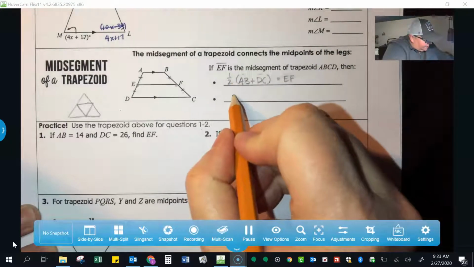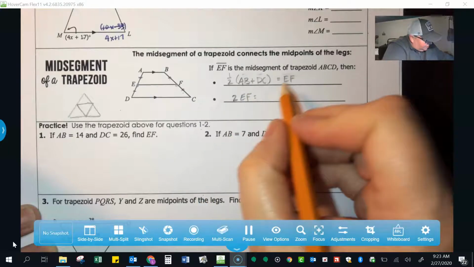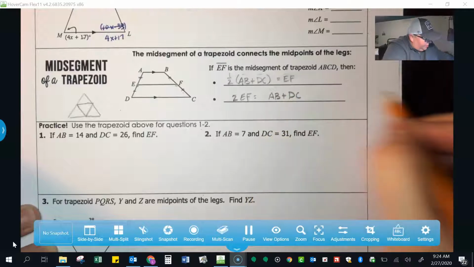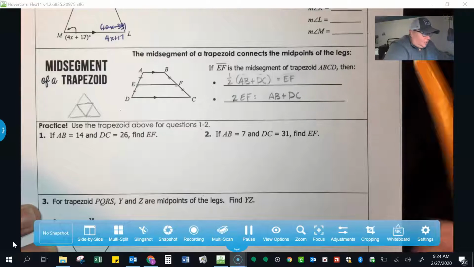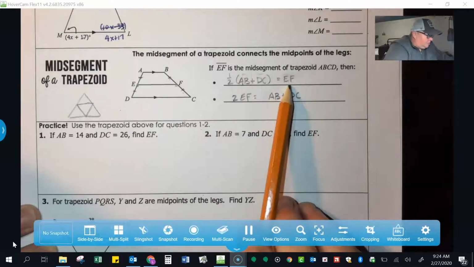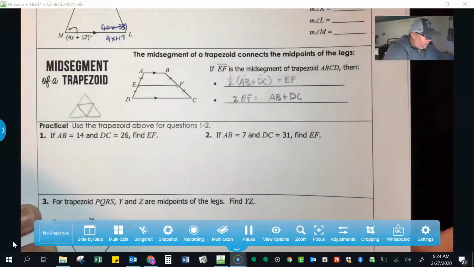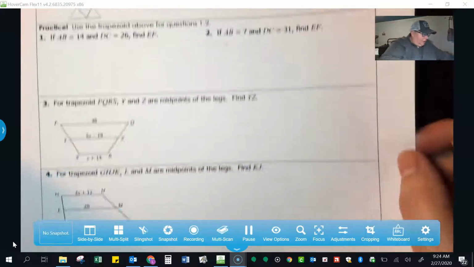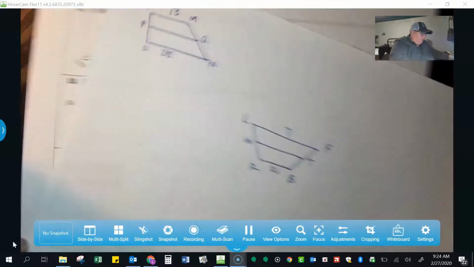If you know the length of the mid-segment, you can multiply that by 2. 2 times the mid-segment is equal to the sum of the bases, okay? So these two things are saying the same thing. We just multiplied both sides by 2 to move the 1/2 over here, okay? So I'm going to show you a couple of practice problems, all right? And then I'm going to come back and help you set up 3 and 4. But I want you to do 1 and 2 by yourself after I show you these two practice problems.